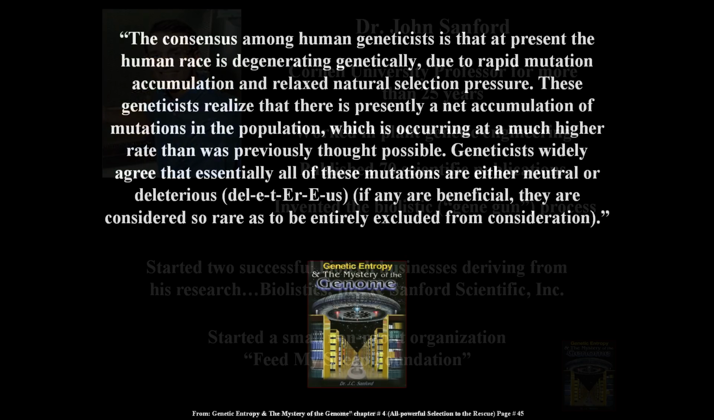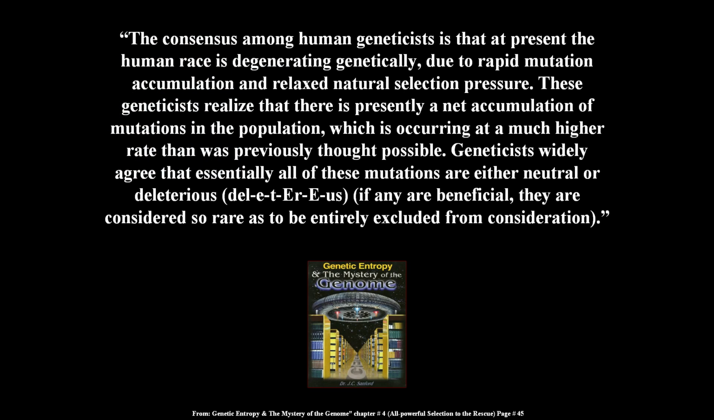This is what he said about our DNA and mutations and stuff. The consensus among human geneticists is that at present, the human race is degenerating genetically due to rapid mutation accumulation and relaxed natural selection pressure. These geneticists realized that there is presently a net accumulation of mutations in the population, which is occurring at a much higher rate than was previously thought possible.